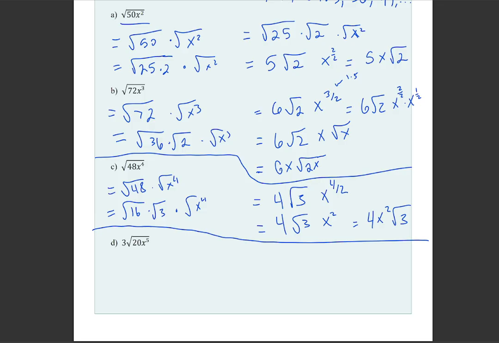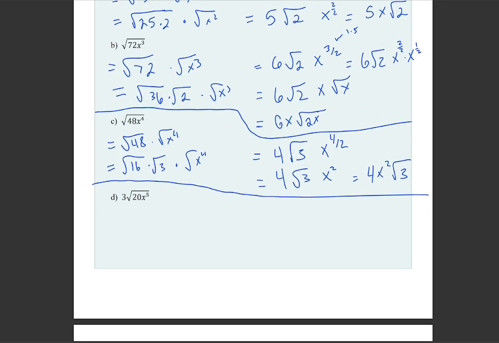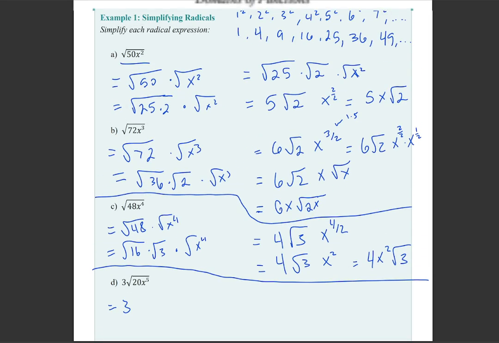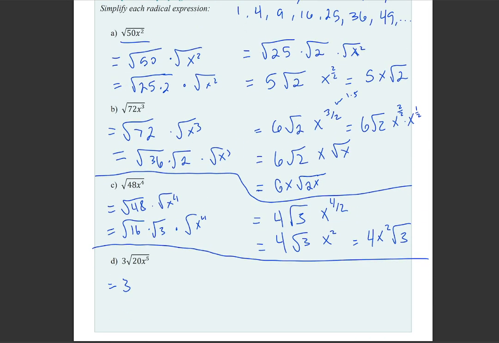So now we'll see one more. And this time we actually have a 3 in the very front. But that 3 is just going to stay there for a while. We're going to ignore it. So let's see. 20 is divisible by 4. And I think that's the best we're going to get. So we're going to break 20. Let's break it off from the x first.